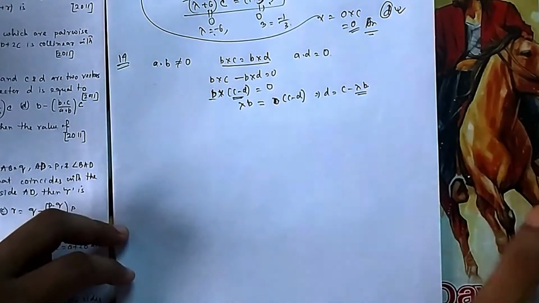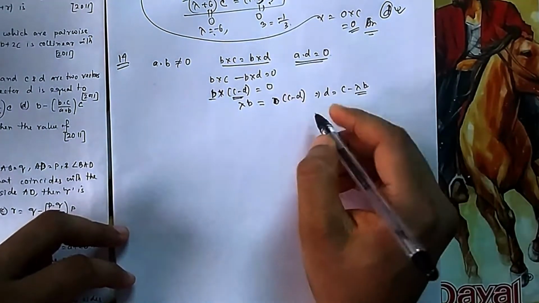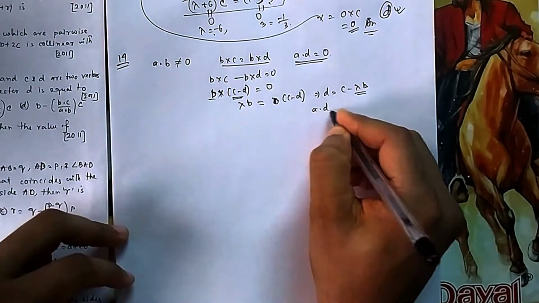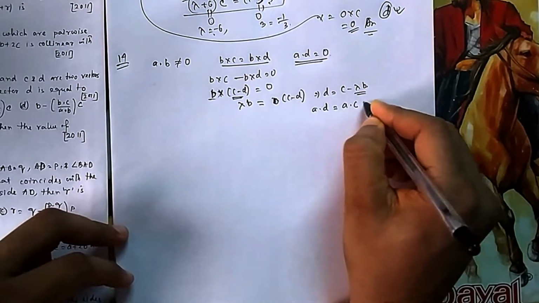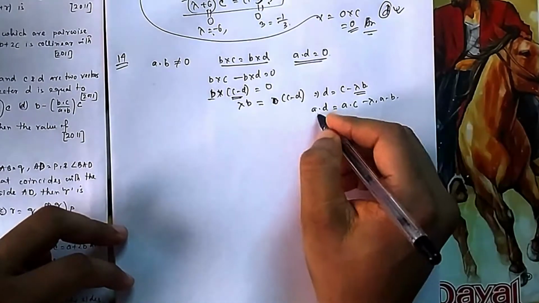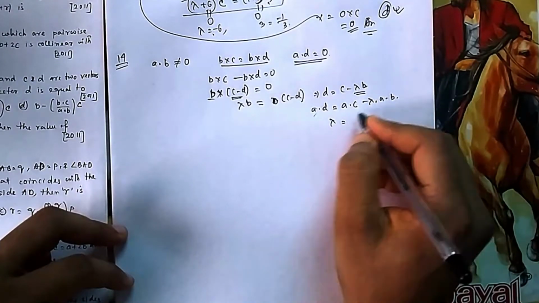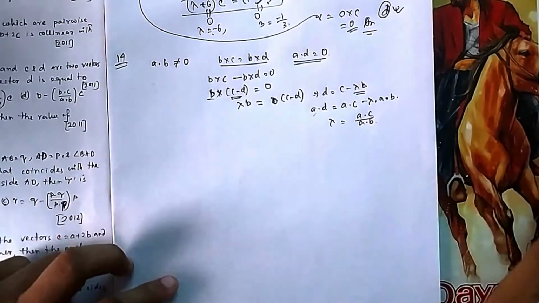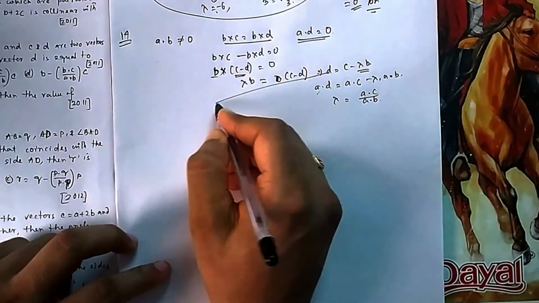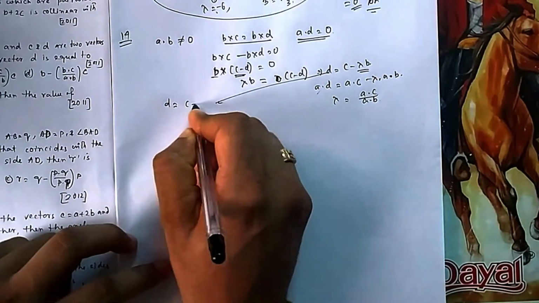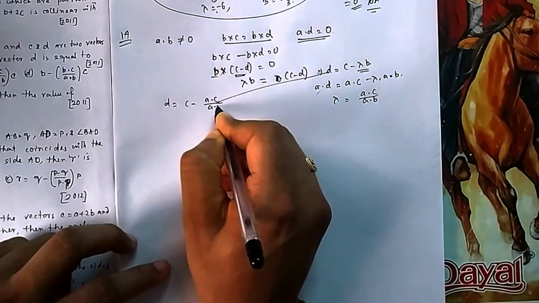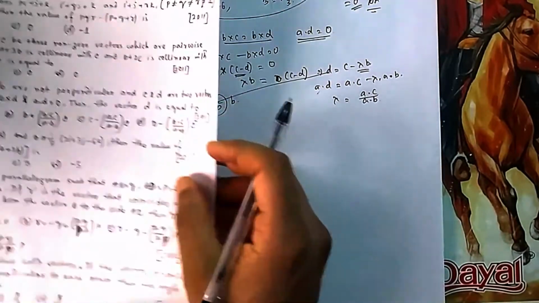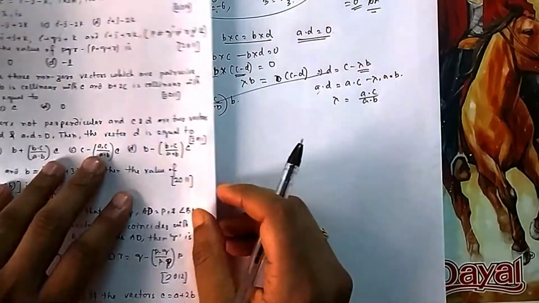Now how to find this lambda? For this they have given A dot D equal to 0. So take dot both sides. A dot D is A dot C minus lambda into A dot B. So this is 0. So lambda is equal to A dot C by A dot B. So you put this value in this D equation. You need to find D. So it is B minus (A dot C by A dot B) into B. I think the answers are given in this fashion. So you think this is option C.